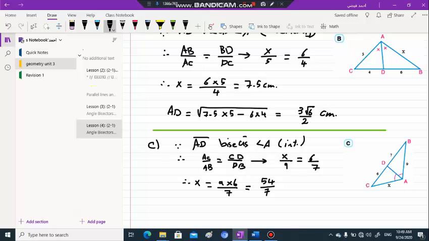If you want to find the value of AD, it equals square root. We'll start with side times side: 54 over 7 multiplied by 9, minus 6 multiplied by 7, and you can calculate the value with a calculator. So AD equals 8 root 21 over 7.